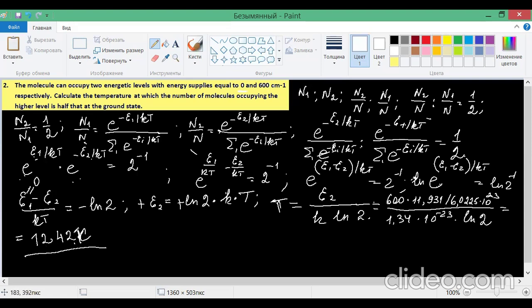At this temperature, the number of molecules occupying the higher level is equal to half of the number of molecules occupying the ground state.